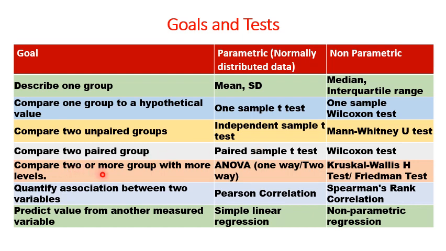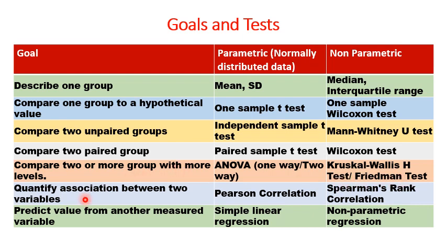Then if you want to compare two or more groups with more levels, you can use ANOVA, one-way ANOVA or two-way ANOVA. The alternatives are the Kruskal-Wallis H-test, Friedman test, etc. The Kruskal-Wallis H-test is the non-parametric alternative of one-way ANOVA, and the Friedman test is the non-parametric alternative of two-way ANOVA.